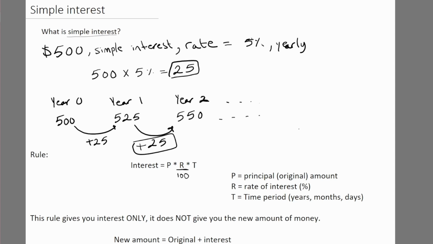We're later going to take compound interest, where the amount of money that you receive changes over the years.